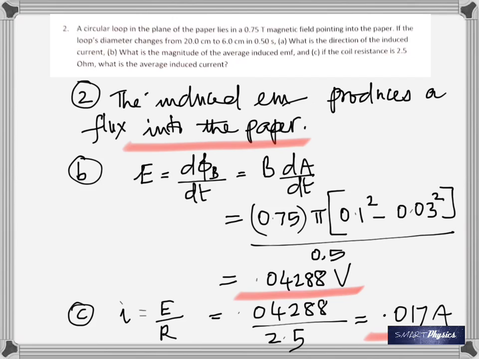Now because the area is decreasing, the induced EMF will produce a flux in the same direction because it does not want the magnetic flux to decrease. That's why you have the induced EMF producing a flux into the paper. And then by Faraday's law, E is d phi by dt, again B times dA by dt, because it's the area that's changing. So when you calculate that, you get the voltage, and that voltage divided by resistance by Ohm's law will give you the current.